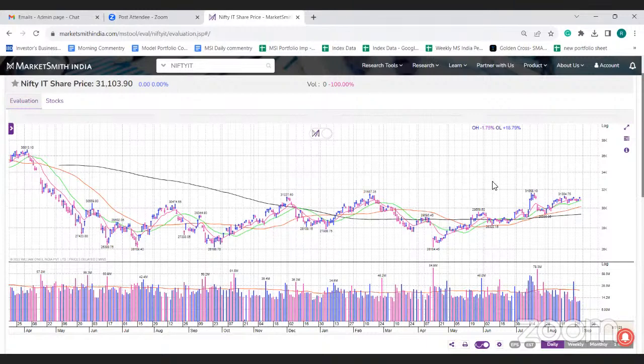But yes, let's see if the index can break out from here. So if it does, then I think this has a potential to lead because काफी टाइम से underperform कर रहा है. A lot of things are getting priced in the negative part, but let's see if it can break out.